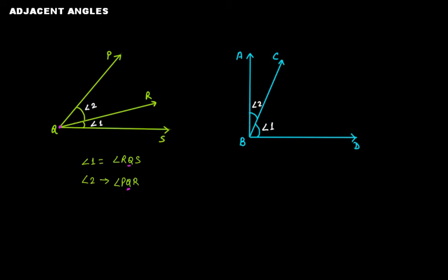Let me use some different color. This particular arm, this one, is actually the common arm, right? Common vertex, common arm, and the non-common arms, that is this arm QP, and this arm QS.